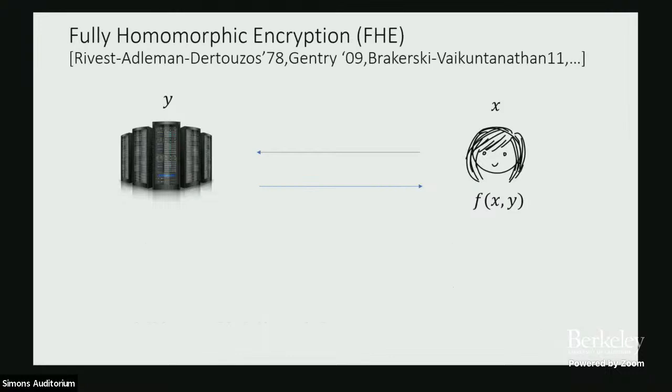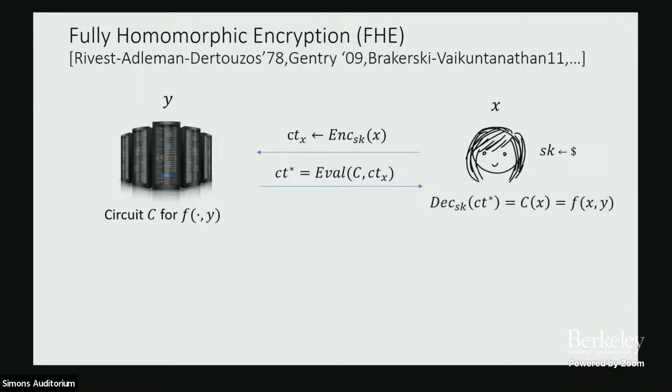Okay, so this is the problem that fully homomorphic encryption solves. In fully homomorphic encryption, the client just encrypts the input X and sends it to the server. The server builds a circuit for the function F with Y hard-coded inside, and homomorphically evaluates it over the client's ciphertext to create an encryption CT star of the output. Then the client just decrypts the ciphertext and gets F of X, Y. Okay, so this is fully homomorphic encryption.